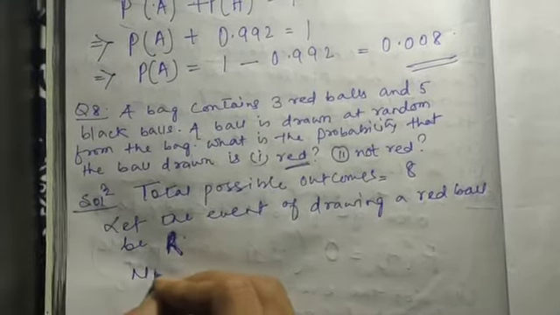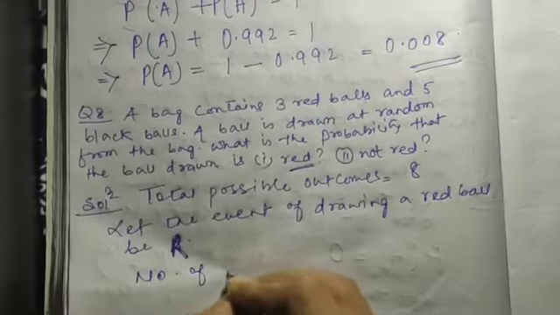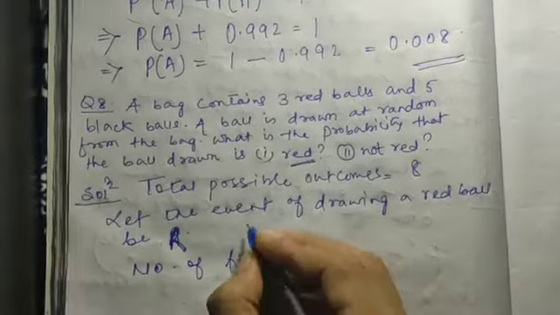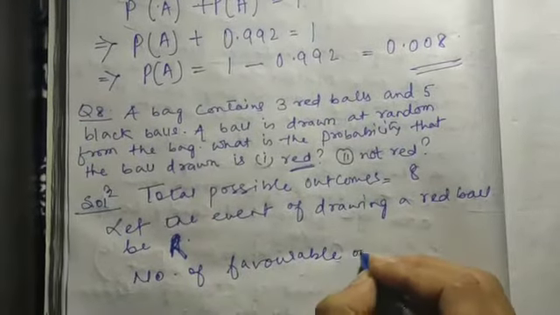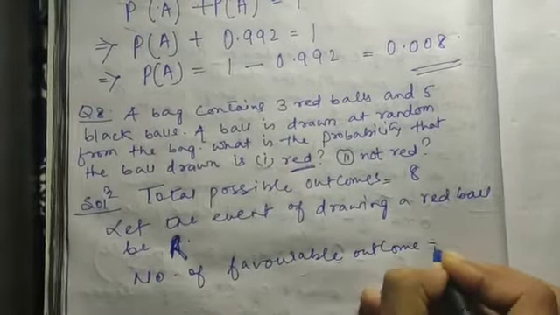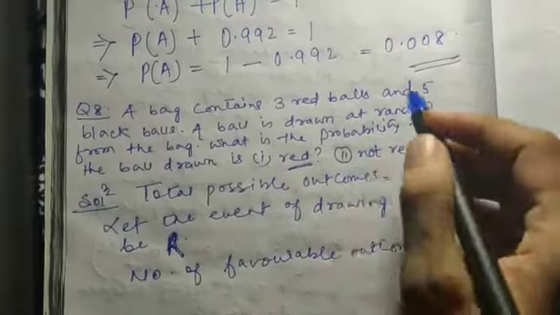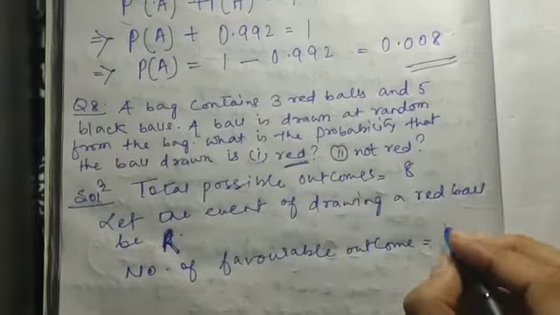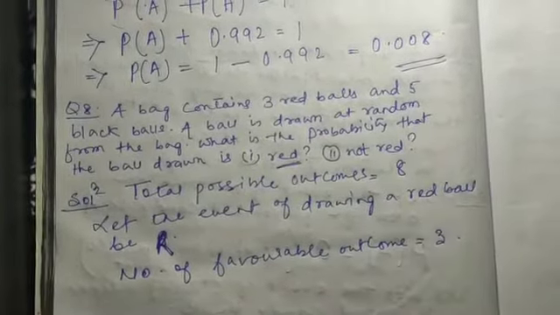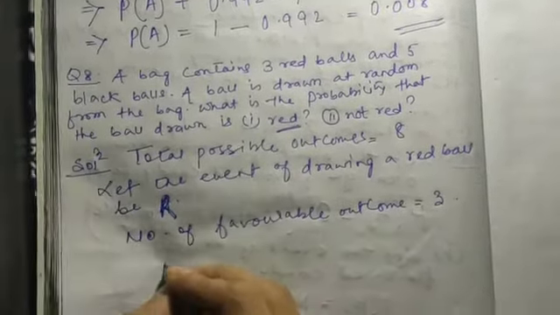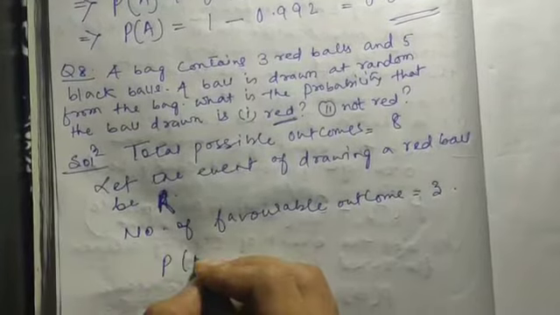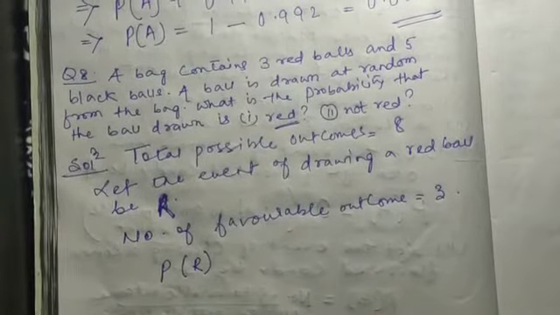Now, number of favorable outcome. Possible outcome is ready. Event name we have given. Favorable outcome we have to write down. Number of favorable outcome. What we want? We want a red ball. Okay. How many red balls are there? 3 red balls are there. So that's why favorable outcome will be 3. Got it? Okay.